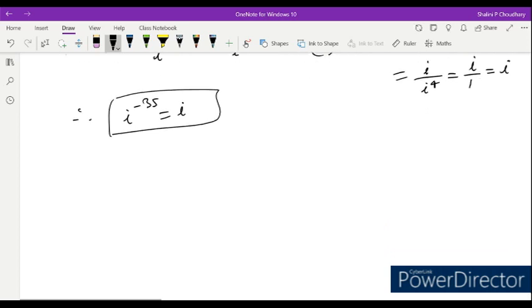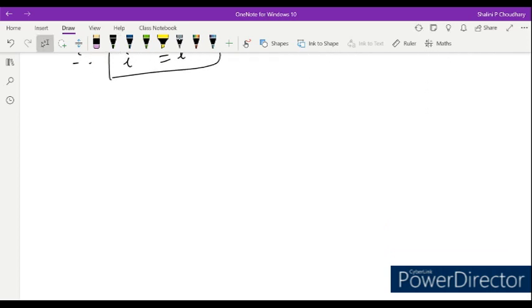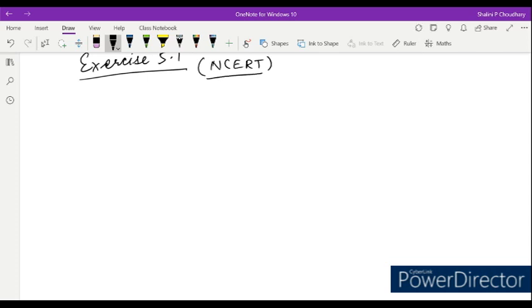Now we'll do Exercise 5.1 of the NCERT book. Exercise 5.1 of NCERT. What we have to do in this: it is written exercise 1 to 10. In the questions given, you have to express each of these complex numbers in the form a plus ib.